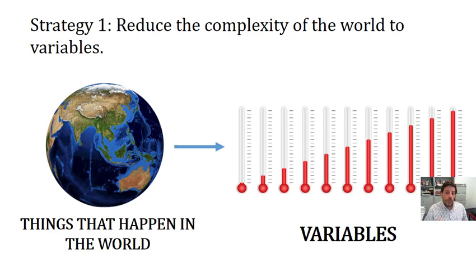Now, this simplification allows us to do research. Without doing this simplification, we cannot actually do research because the complexity of the world is too much. In order to take into account all the factors, we would never start doing any research. Okay, so this is an important factor: reducing the complexity of the world into variables.